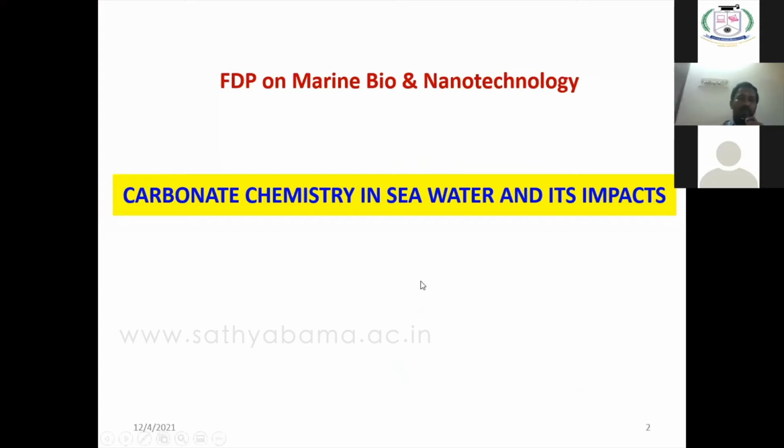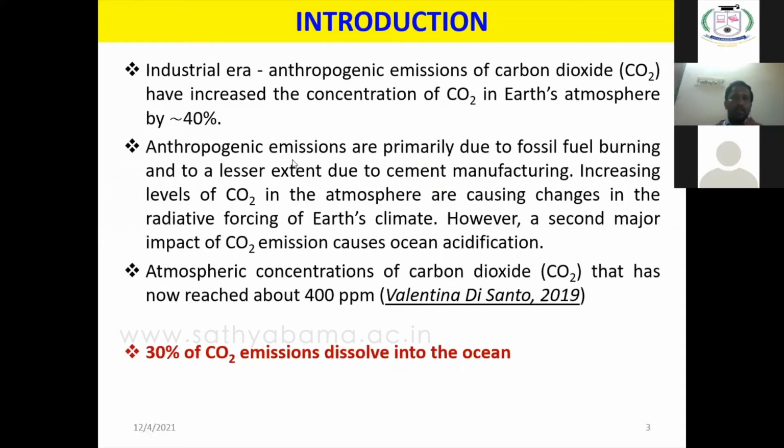In this session, I'm going to talk about carbonate chemistry in seawater and its impacts. Since the beginning of the industrial era, anthropogenic emissions of carbon dioxide have caused major impacts on the environment. After the industrial era began, about 40% of the carbon dioxide liberated into the Earth's atmosphere remains there. These emissions come majorly from fossil fuel burning and, to a lesser extent, cement manufacturing, which causes radiative forcing of Earth's climate and also ocean acidification in terms of hydrogen ion concentration.